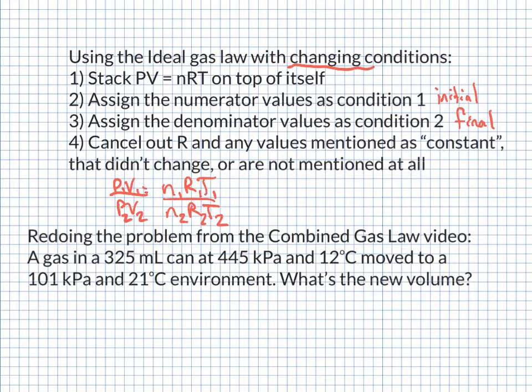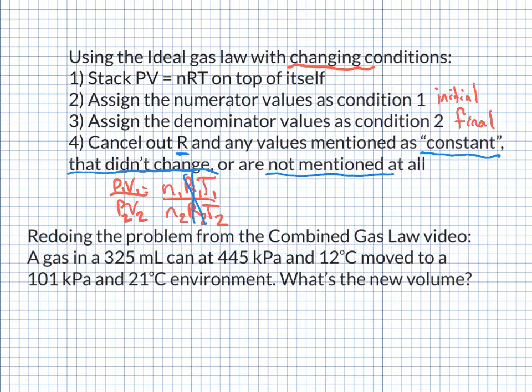And then the next thing you do is you're going to cancel out stuff. R is a constant, so it always cancels out, like it doesn't exist. It's not in the combined gas law. But anything else that's mentioned in the problem as constant, or that is mentioned that it didn't change, like it's only given one value, or more importantly is not mentioned at all, you're going to cancel those things out as well. And then whatever you end up with, you're going to have some variety of the combined gas law left.